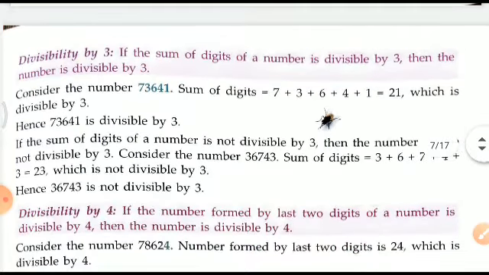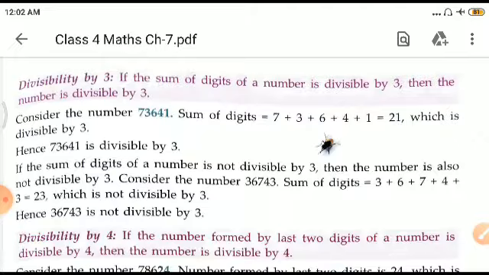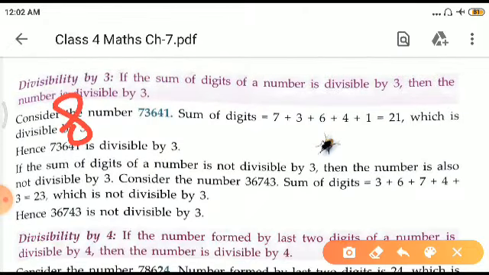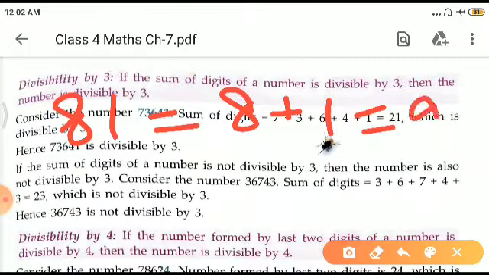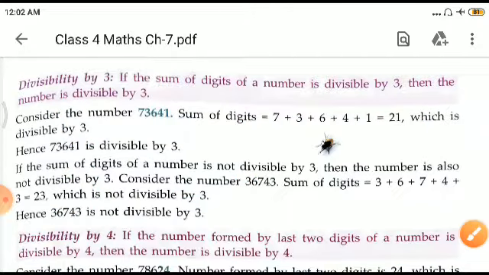Now let us see divisibility by 3, right? If the sum of digits of a number is divisible by 3, then the number is divisible by 3. Means you just add. Suppose the number is, let us take any number arbitrarily, 81. So we find 8 plus 1 is equal to 9, and this 9 is divisible by 3. We get 3. So 81 is divisible by 3, right? We all know it is, right?